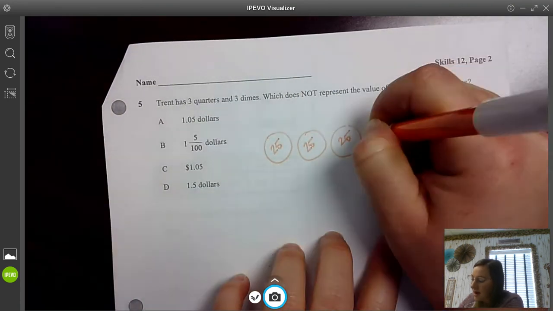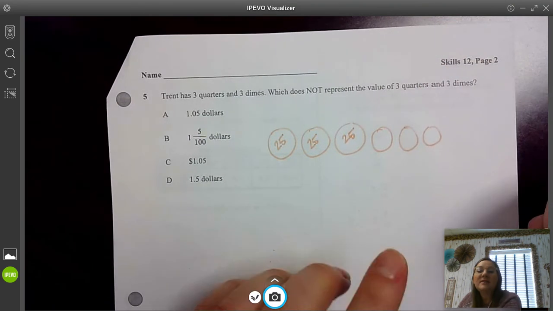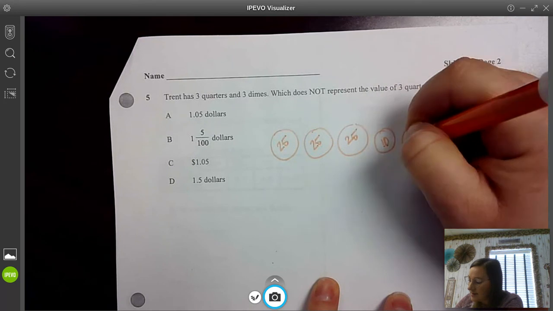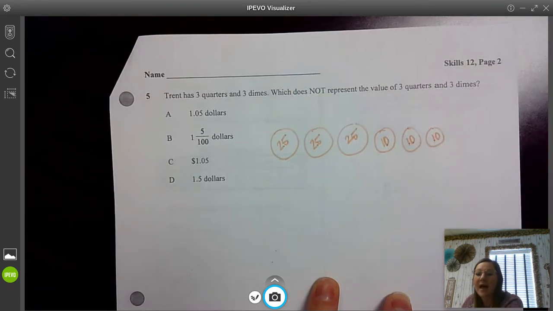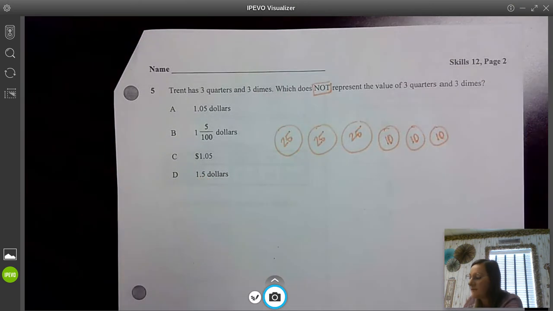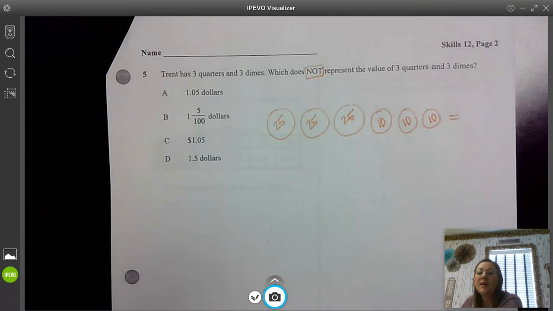And 3 dimes. Dimes are smaller, so I make them somewhat smaller. What's the value of each dime? Dime, dime, little and thin. I remember you're worth 10. Which does not represent the value of 3 quarters and 3 dimes. So you need to find your total, and which one of those is not that. All right, so I want you to just complete 1 through 5, then show the subs for her to check.